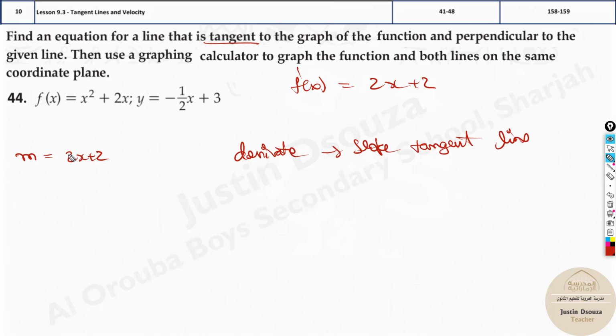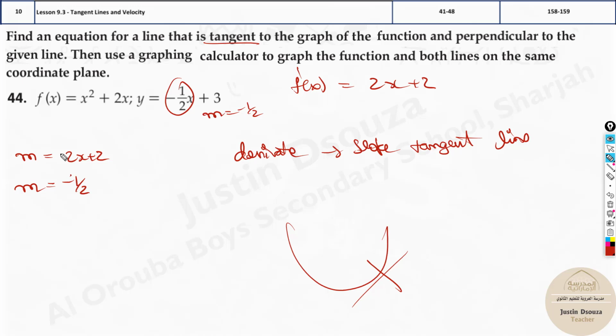But how does this help us? I don't know which point exactly it's touching, right? But this line gives us very important information. That says this particular slope of the tangent line must be perpendicular to this, right? What is the slope of this line over here? m is how much? Minus half, right? We don't write x and all, just minus half. So this is m equals minus half.